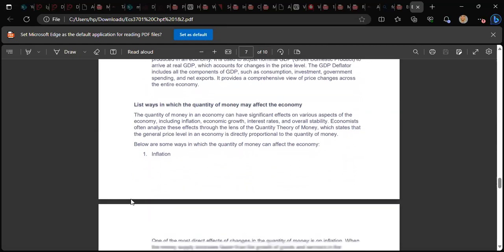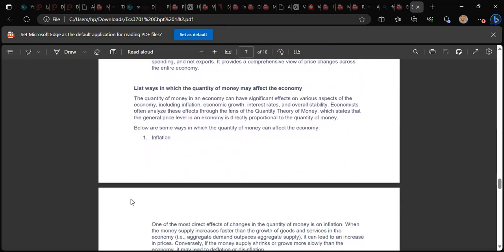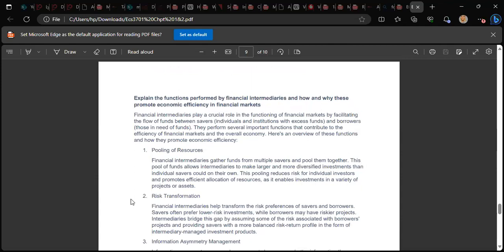But at least ways in which the quantity of money may affect the economy. So this we are going to do much later when we're dealing with money, but go through it again as part of your notes there.